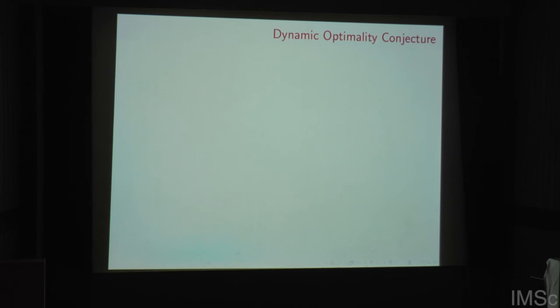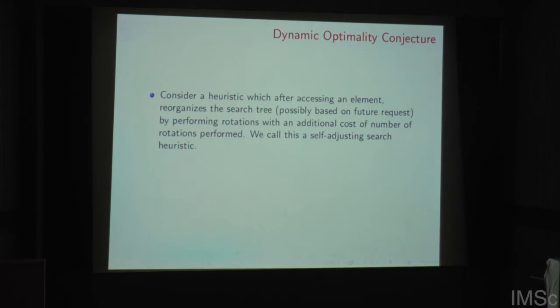Okay, so the binary search tree comes up with this sequence of accesses. After accessing, you're allowed to do anything you want, do rotations, because you might know the future, who's going to be accessed later, and so you might move certain guys towards the root. But I'll charge you the number of rotations, and this is a sort of self-adjusting heuristic. Then their conjecture is that splay trees are as good as any other self-adjusting heuristic in terms of the total cost of accessing any sequence of operations.